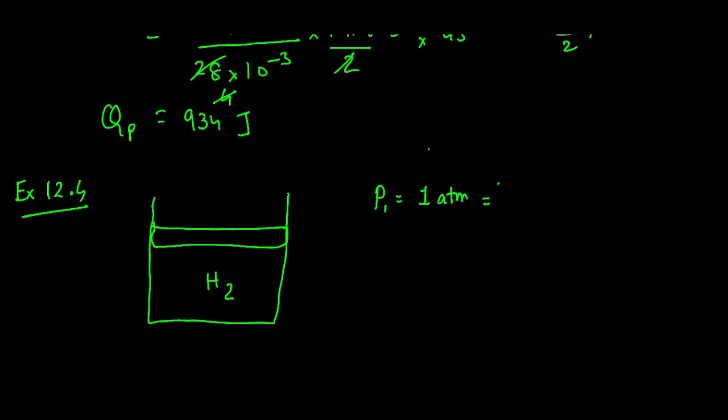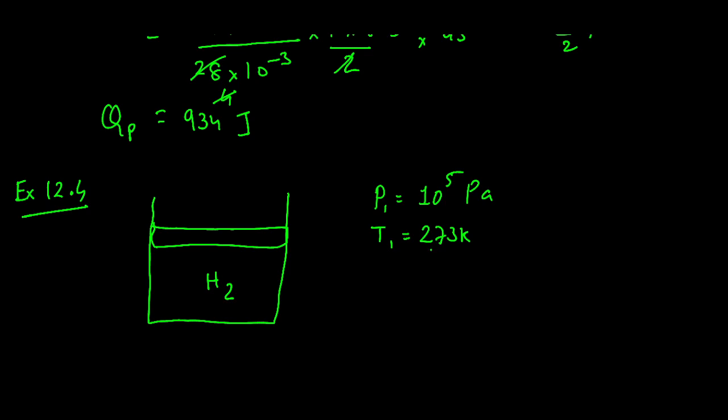Or 10 raised to 5, basically 1 bar means 10 raised to 5 Pascal. Okay, and standard temperature, fine, no problem. How much is it? STP is 273 Kelvin, 0 degree Celsius.